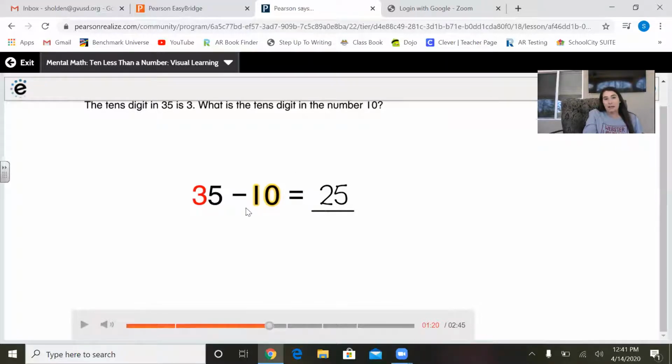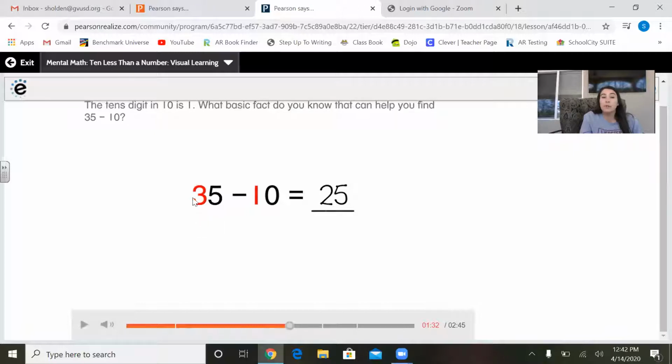Okay, think about it. What is the tens digit in the number 10? Here we have this number. Is it a 0 or is it the 1? That's right, our tens digit is number 1. The tens digit in 10 is 1. What basic fact do you know that can help you find 35 minus 10?